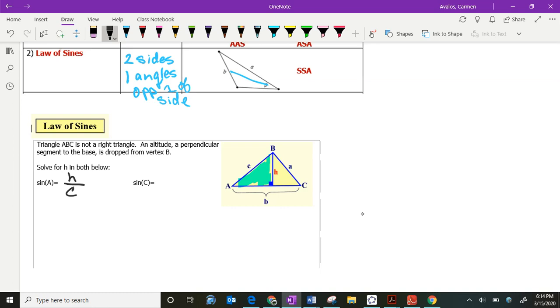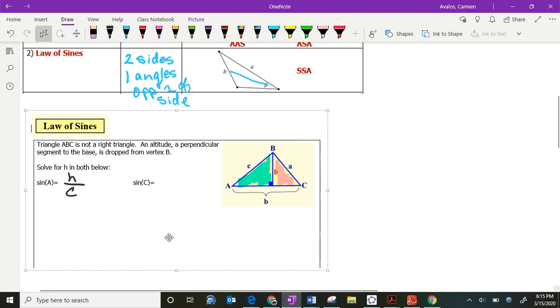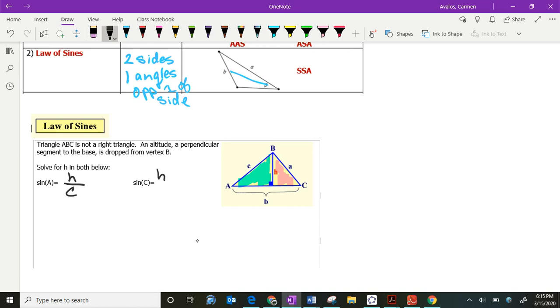And then for sine of C, we're going to do it on the other side. So that's going to happen right here. Maybe that was a little bit too dark. So let's go pink. So that's going to happen in this triangle. And so what we're going to have is the same thing. It's going to be a side opposite, which is going to be h over a.